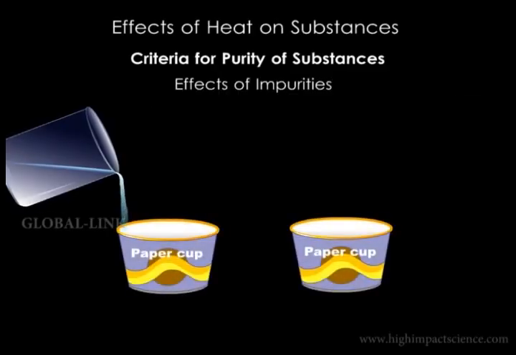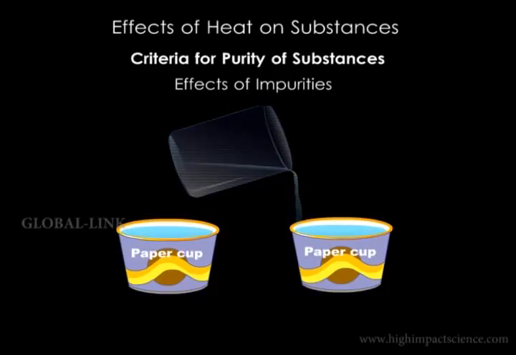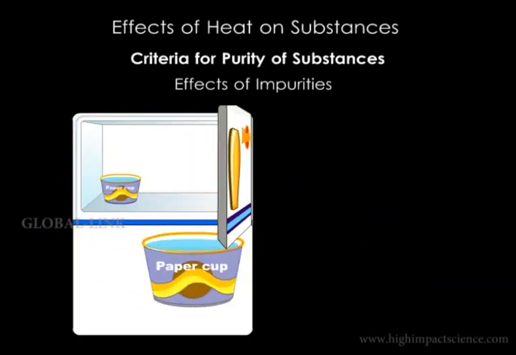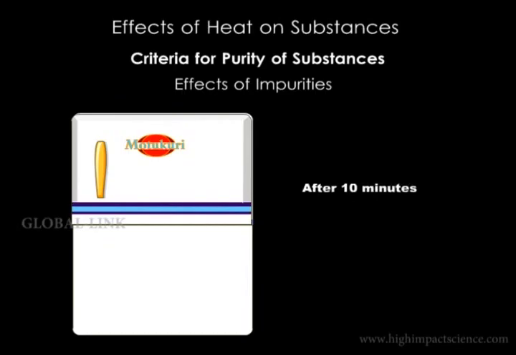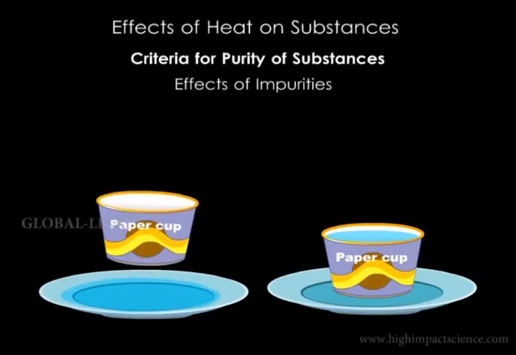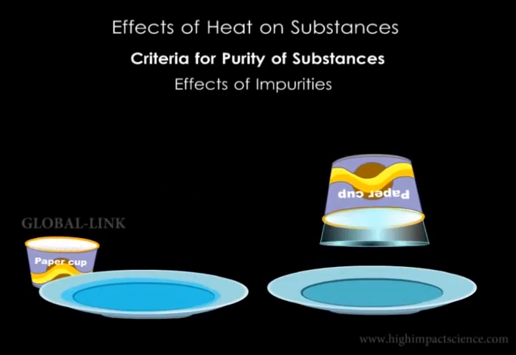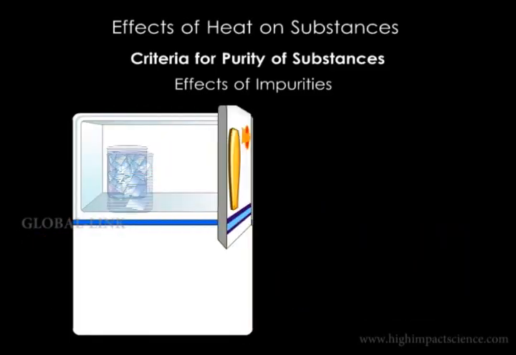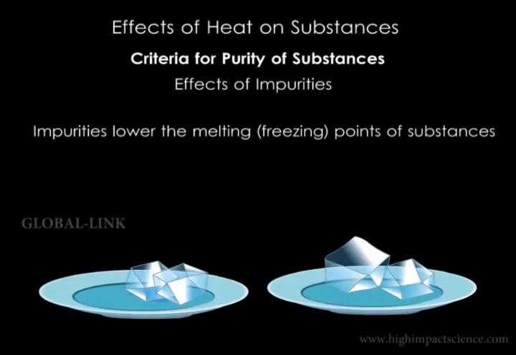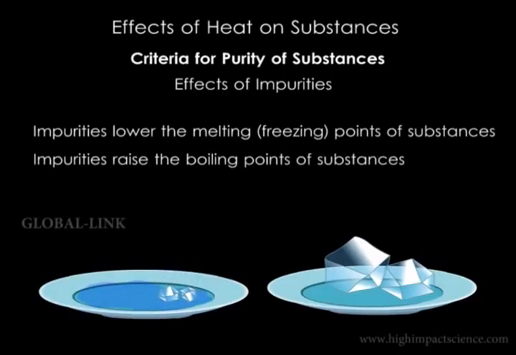For instance, if we take 2 cups of water and put a spoonful of salt in one of the cups, and then we place them in a freezer and check on them regularly, we will see that the water without salt freezes fast. The reason is that salt lowers the freezing point of water, which is also the melting point. In general, impurities lower the melting points of substances. They will raise the boiling points of substances.